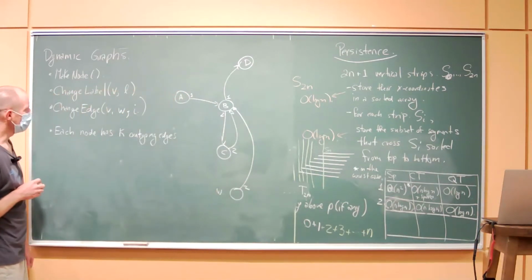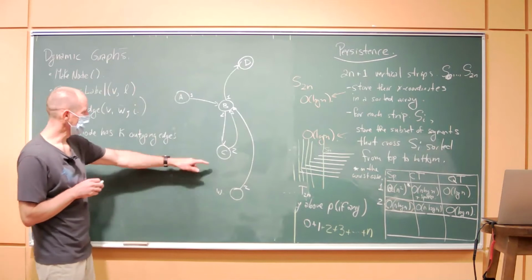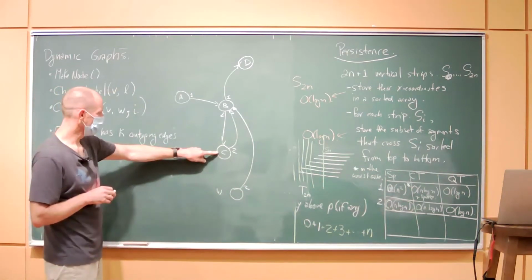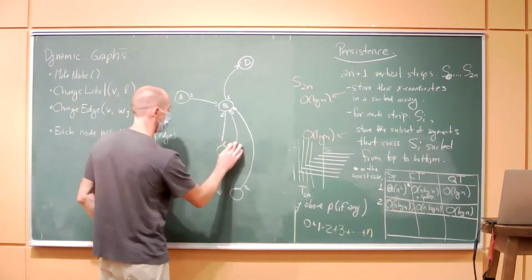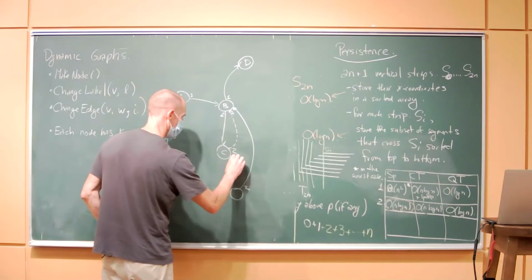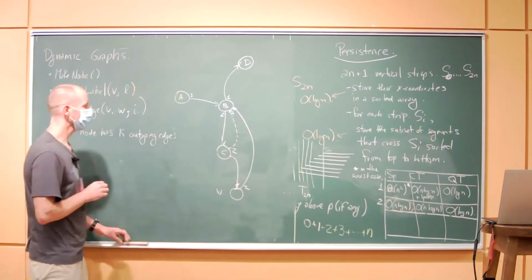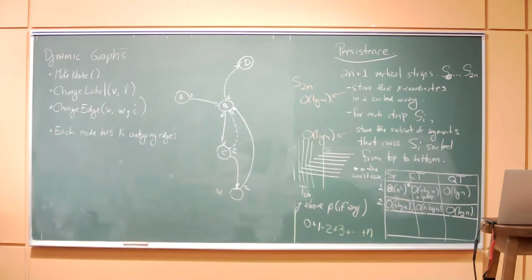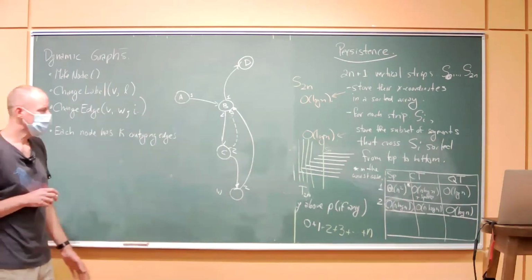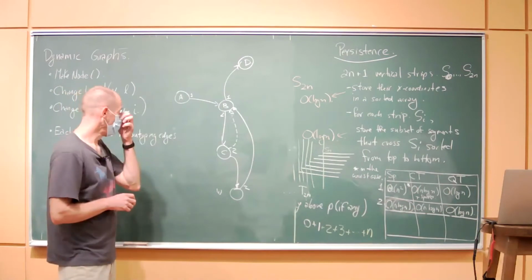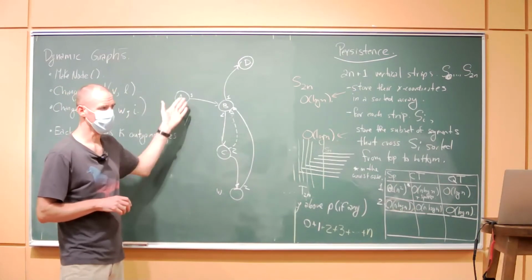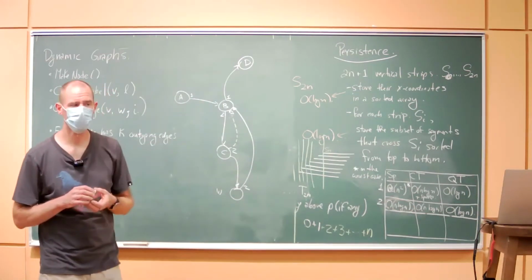And I could also say change edge maybe C2 or CW1, which would do something like this. Erase this edge and change it so that it points there. Okay. Those are the kinds of operations. It's really change the pointer coming out of a node, or change the data that's stored with the node if you change the label.